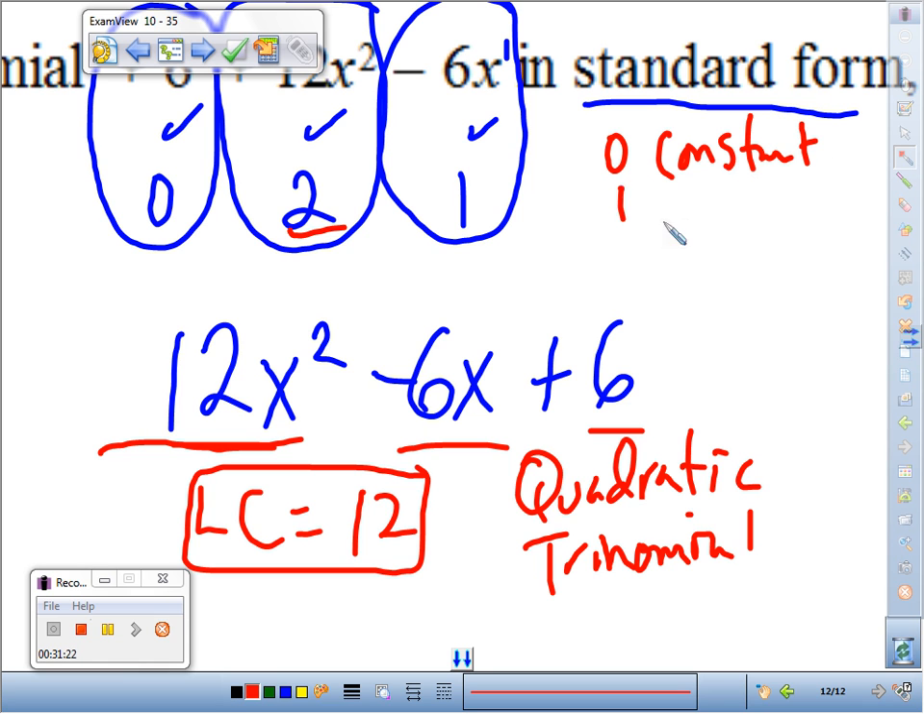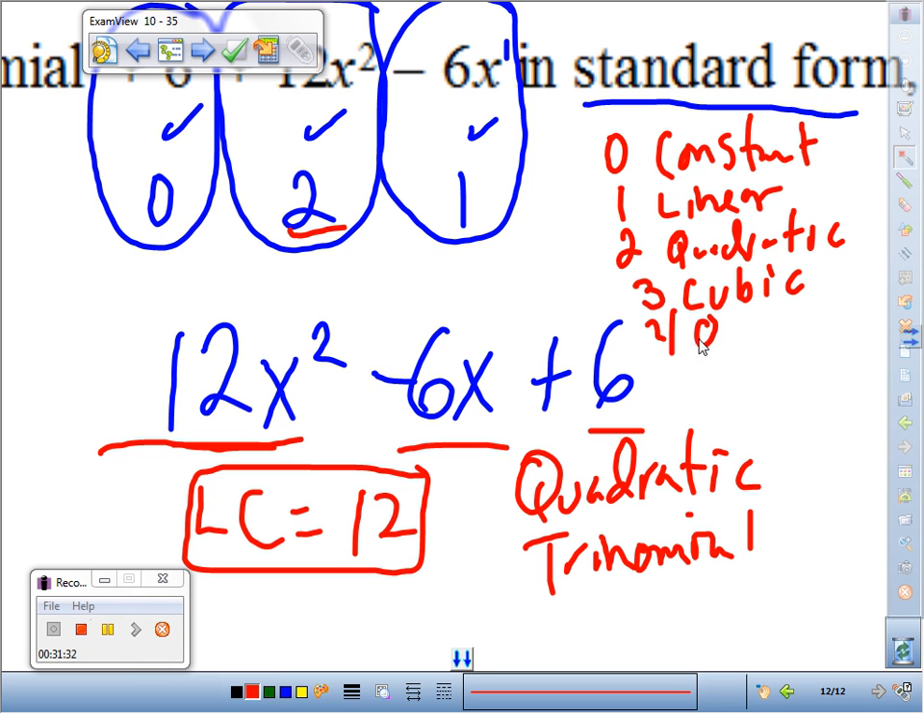If it's to the first degree, it's linear. If it's to the second degree, quadratic. If it's to the third degree, cubic. If it's to the fourth degree, quartic. And if it's to the fifth degree, it's quintic. And anything after that, it's sixth, seventh, eighth, and so on and so forth. Yes? So this is according to degree.